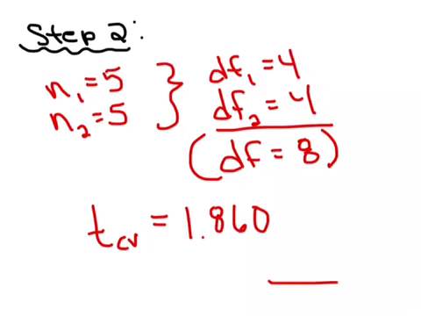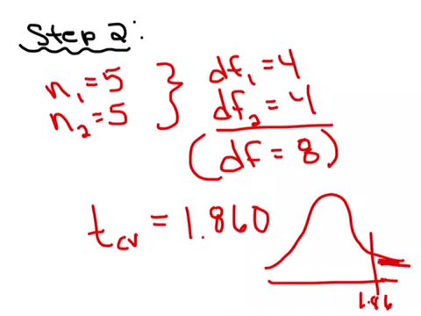So when we are looking for significance, we're just looking in this end. So we have 1.86. Anything that falls above that is significant.